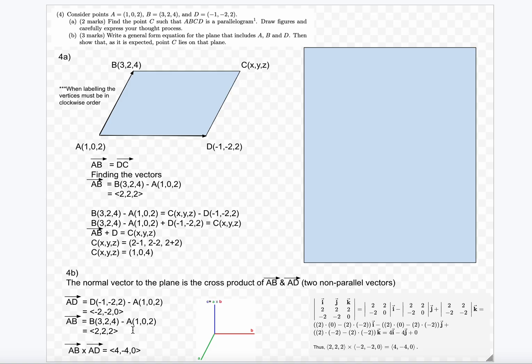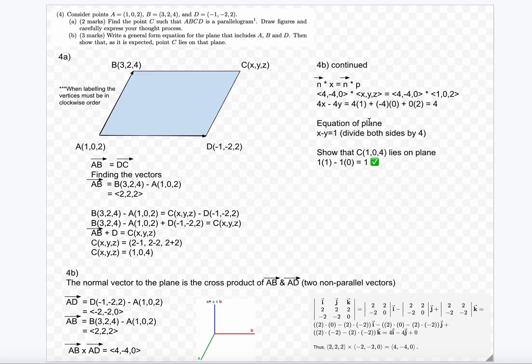So we take the cross product and we get 4, -4, 0, using the cross product formula that we've learned here. And now we can plug that into the normal form equation of a plane. So we end up with 4x minus 4y equals 4, which can be simplified to x minus y equals 1 if we divide both sides by 4.